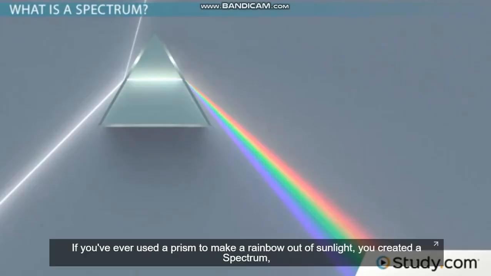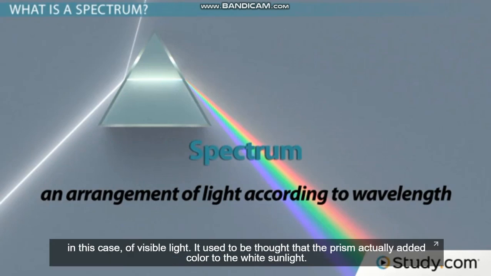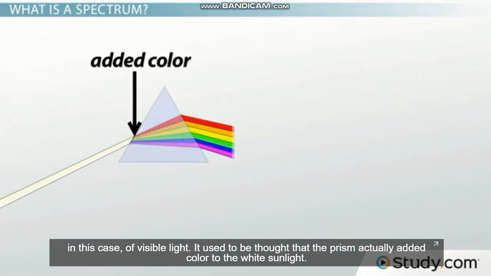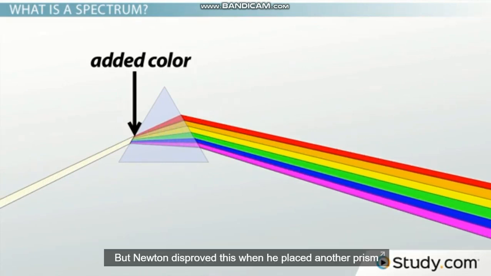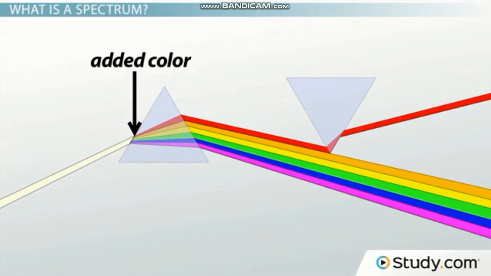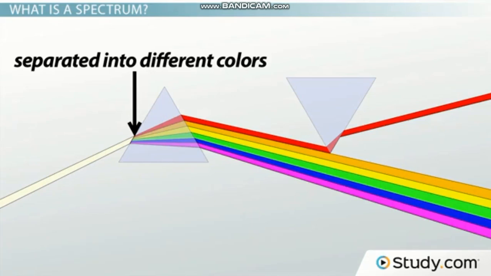If you've ever used a prism to make a rainbow out of sunlight, you created a spectrum, an arrangement of light according to wavelength, in this case of visible light. It used to be thought that the prism actually added color to the white light, but Newton disproved this when he placed another prism to just one of the colors of the rainbow created by the first prism. Since the color remained unchanged by the second prism, this proved that the original sunlight was separated out into different colors and no color was added to it.